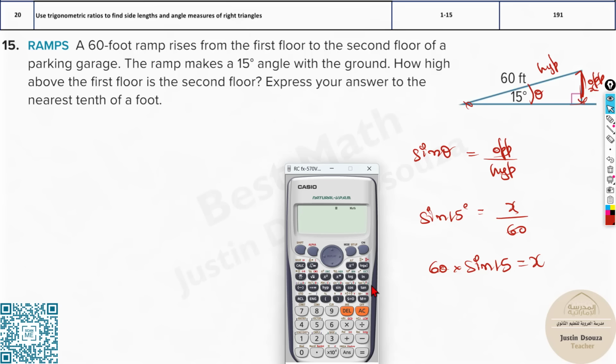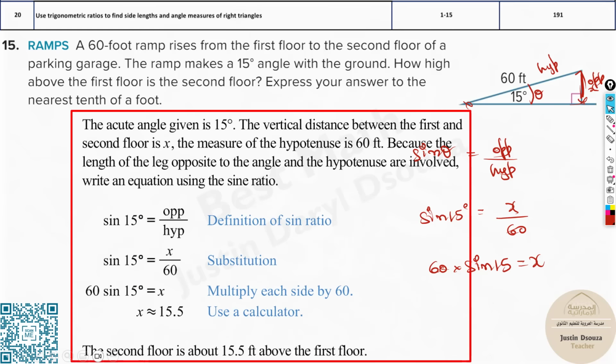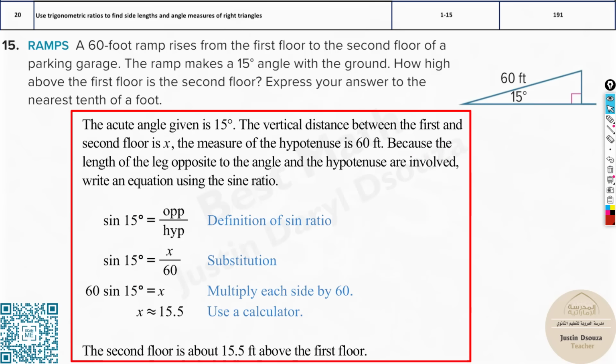Even you can put this equation. Look here, sine 15 will be equal to fraction x divided by 60. You can just press shift and solve here. The answer will be 15.5. The same answer what we got. Round it off to the nearest foot, nearest tenth of a foot, sorry. So that is your answer.